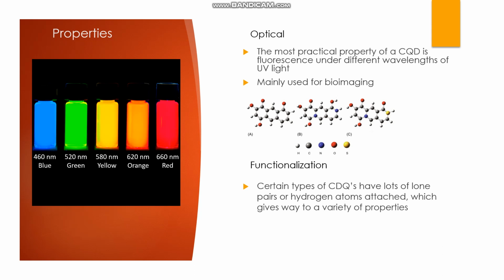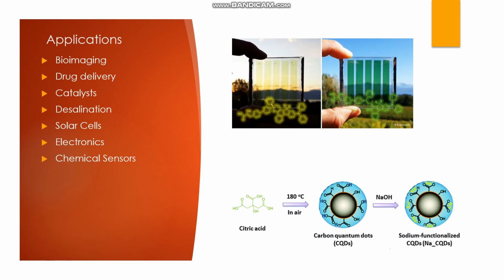And then another one that isn't really a property but creates a lot of the different properties of these is functionalization, which was previously mentioned. So with all of these different properties come a variety of applications. First one being bioimaging, which is just taking pictures of small things, which, because these carbon quantum dots can emit different wavelengths depending on what's interacting with them, makes them incredibly practical for this.